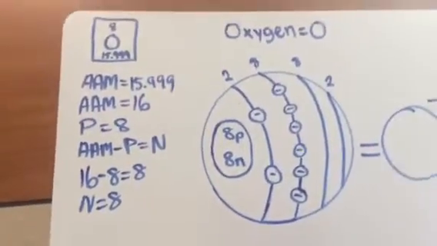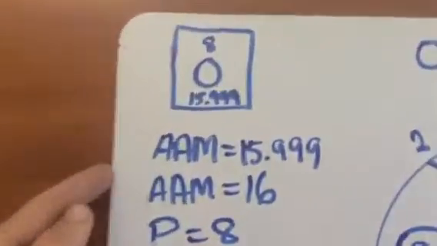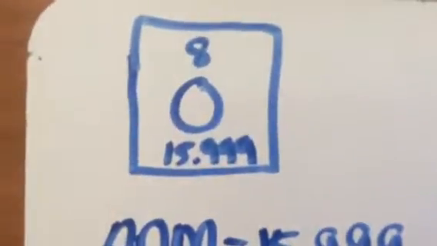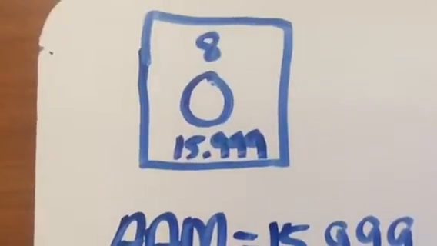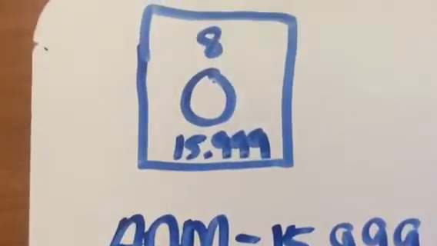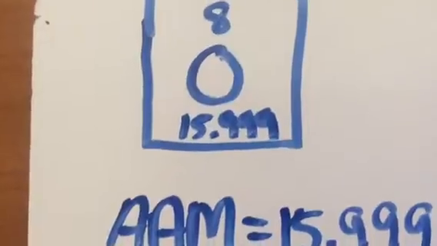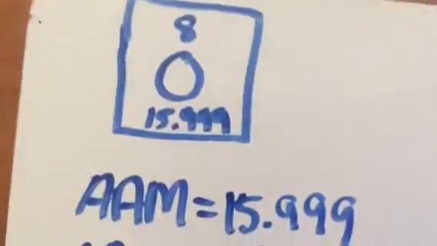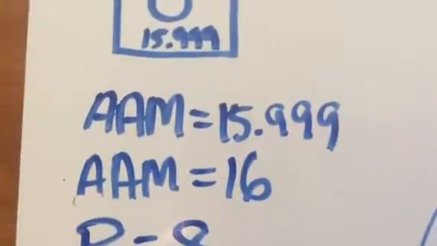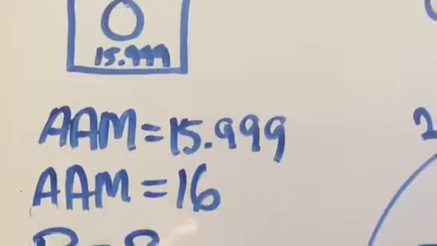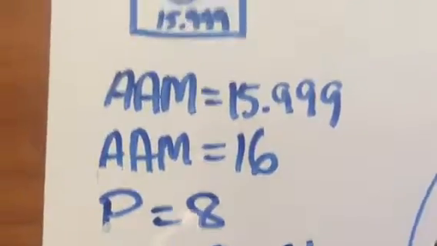Alright, so first, the actual element and how it has the protons and the electrons. The number of protons it has is 8, and the average atomic mass is 15.999, also known as AAM. And what you do to find how many neutrons it has is take the AAM, which is 15.999, round that up to 16, and then take the protons, which here is 8.